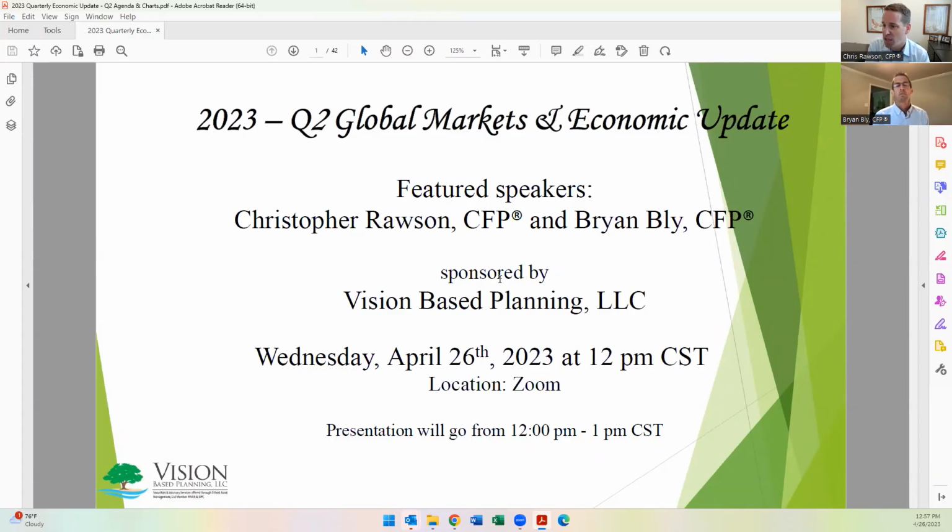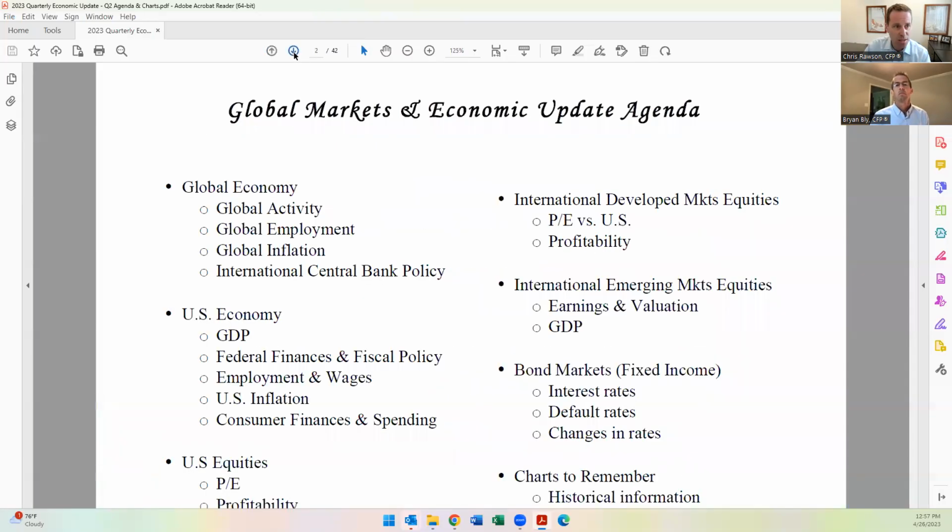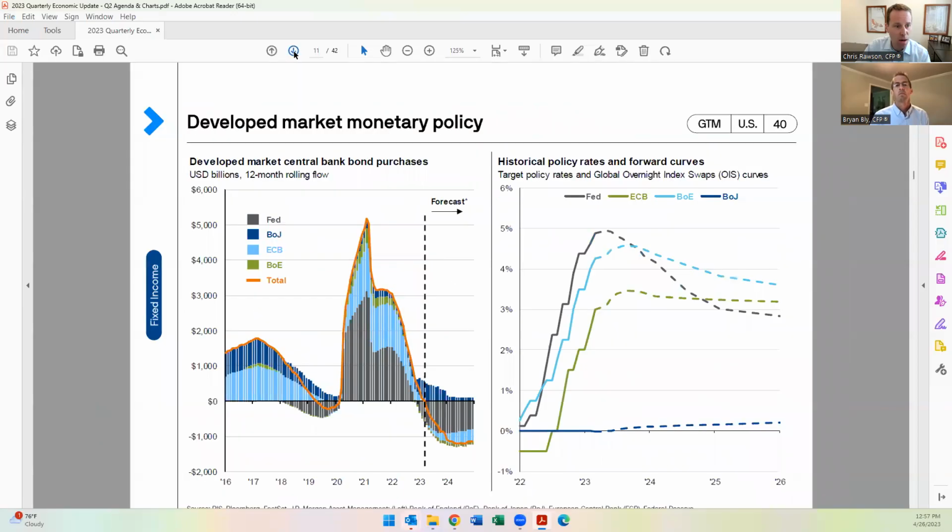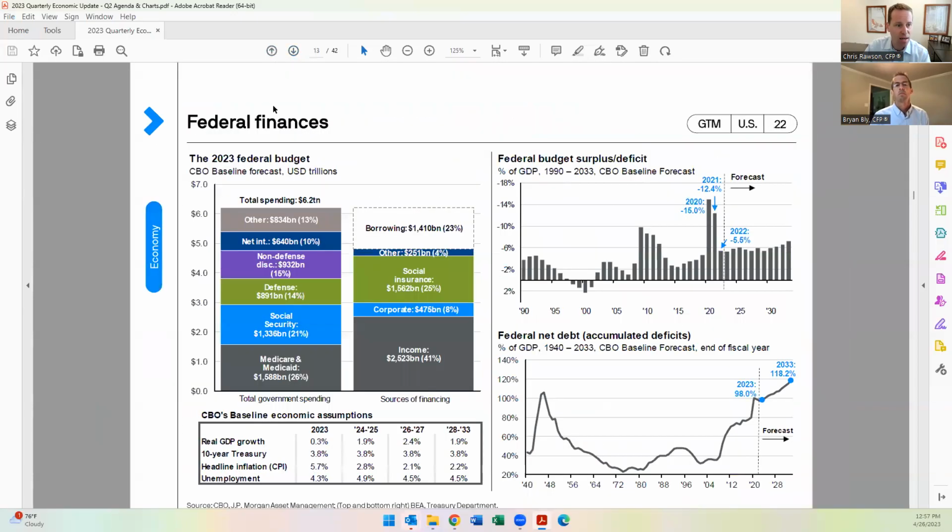We have our first question. Thank you. How do you see government debt influencing portfolios? Government debt, in the sense that we are spending, it would be nice if our government spent less. What I want to highlight is the cost of the debt. These are federal finances here, and you see net interest is 10% of the budget. So we don't see government debt necessarily negatively influencing portfolios.